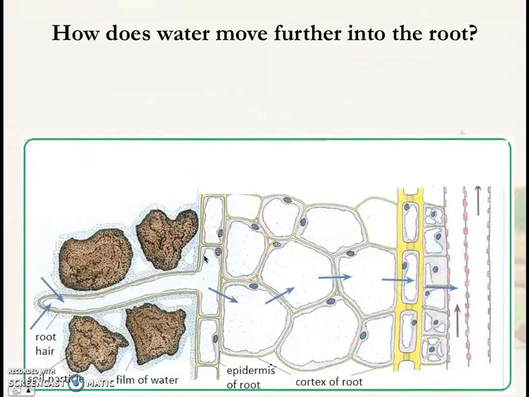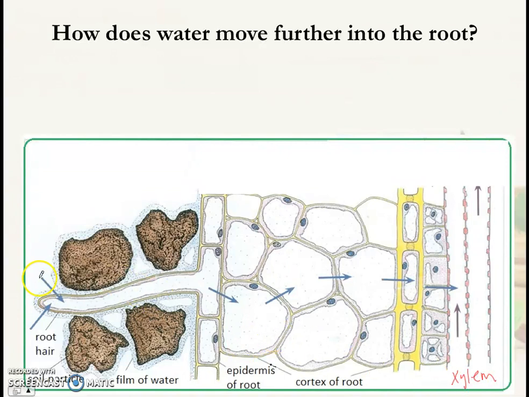Alright, so we've talked about how water moves into the root hair cell. So here's my diagram again of the root. You can see here a root hair cell. This is the epidermis, and then the inner layer inside the epidermis is the cortex. So this is our cortex. This yellow layer is the endodermis, and then we have the xylem here, right in the middle. Okay, so this is the xylem.